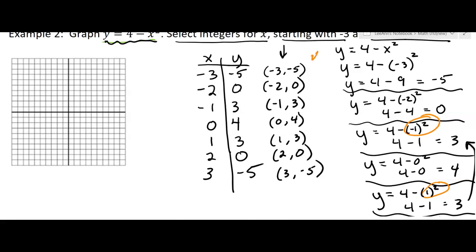So I'm going to start up here at the top, -3, 1, 2, 3. Down 5, 1, 2, 3, 4, 5. And then -2, 0 is right there. -1, 3. And 0, 4. Then we have 1, 3. And 2, 0. And 3, -5. Okay. That's how the ordered points graph.